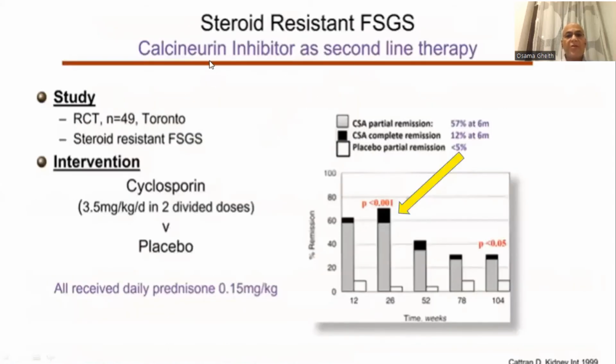What about cyclosporin versus placebo? In this randomized control trial from Toronto, including 49 patients with steroid-resistant FSGS, they compared cyclosporin versus placebo, and they found the remission rate is significantly higher in the cyclosporin treated patients, as you see here.